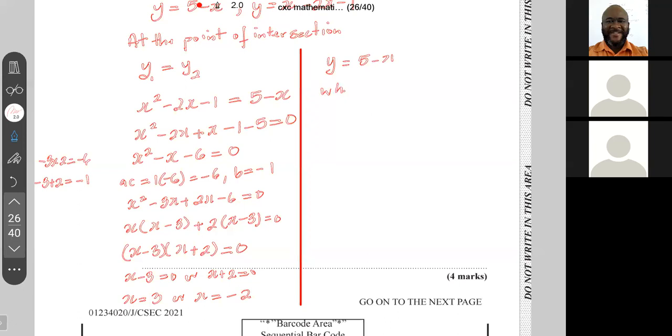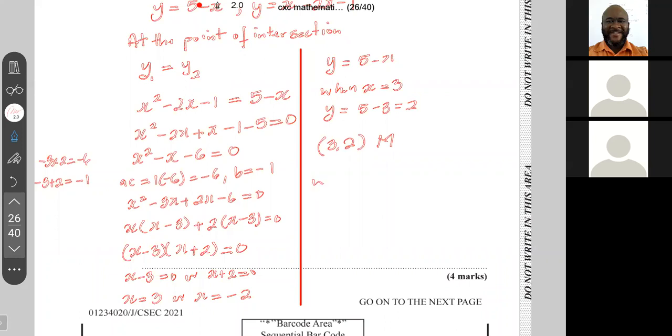When x is equal to 3, y is equal to 5 minus 3, which is 2. So (3, 2) is one of the points of intersection. If you want, you could say that that is M.